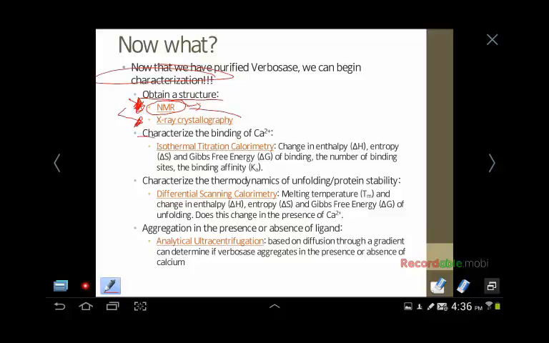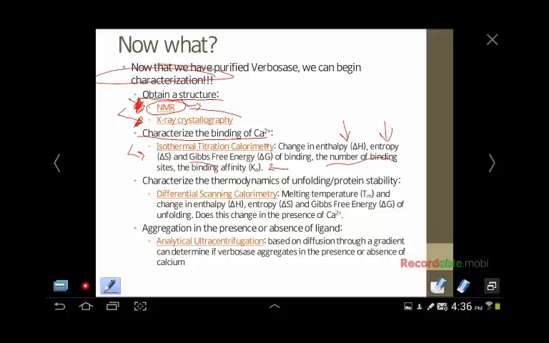We could also characterize the binding of calcium. So remember, we know verbosase binds calcium, but we don't know how it binds calcium. We don't know the characterization of it. So we can do that using isothermal titration calorimetry. This can tell us the change in enthalpy, the change in entropy, as well as the change in Gibbs free energy upon binding of calcium to verbosase, as well as an idea of the binding affinity and the number of binding sites. Does verbosase bind 1 calcium, 2 calciums, 10 calciums? We don't know. That's something new for us to discover.